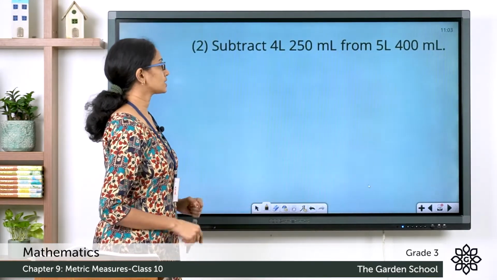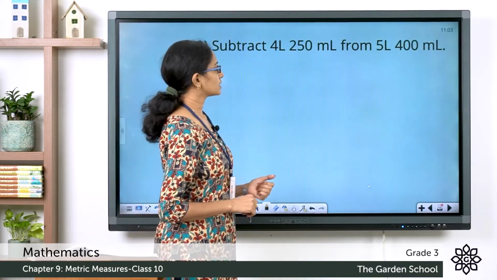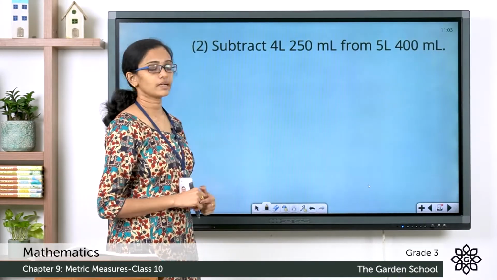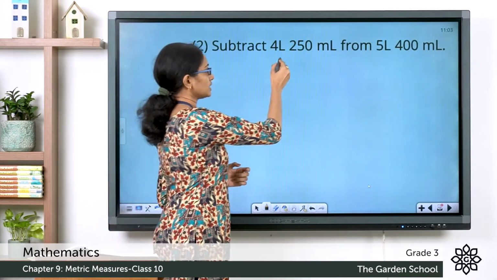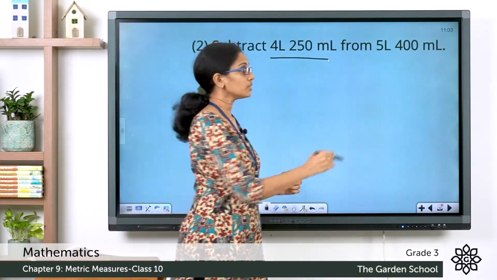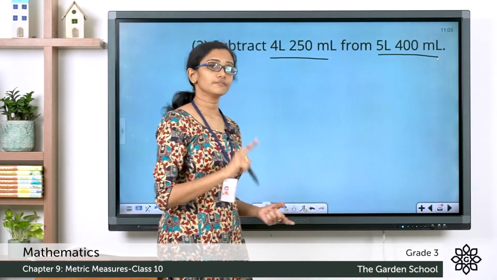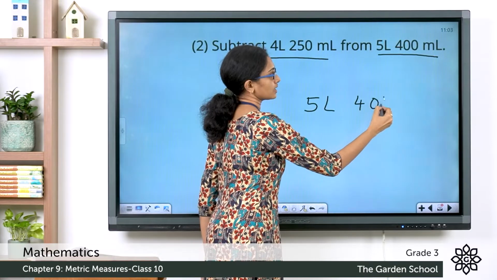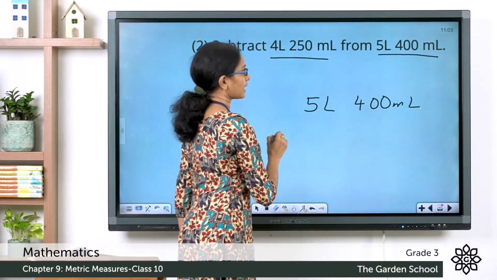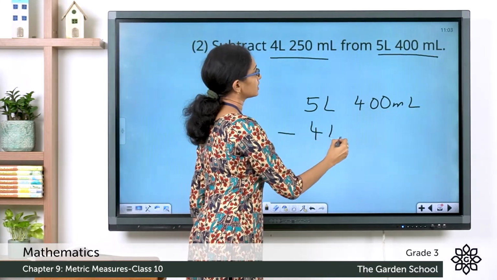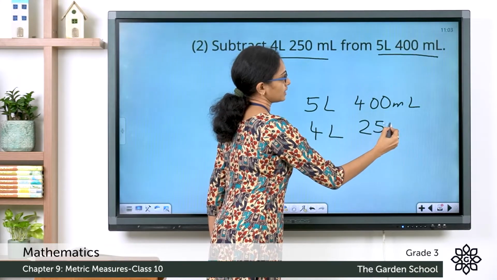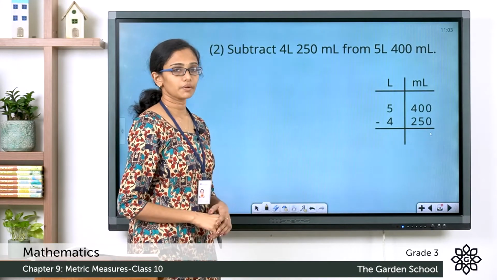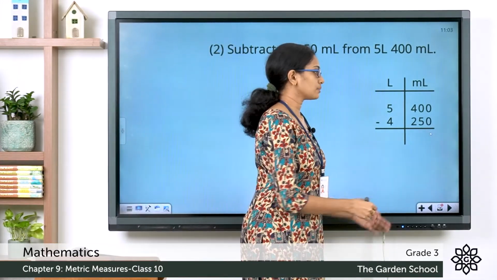Now we will see one more example. Subtract 4 liters 250 milliliters from 5 liters 400 milliliters. So this has to be subtracted from this one. Which should be written first? It should be 5 liters 400 milliliters minus 4 liters 250 milliliters. The first step is to arrange them in proper columns of units. Then let's do the subtraction.